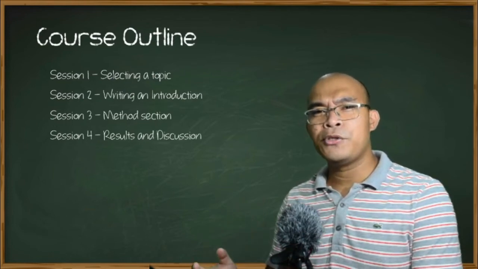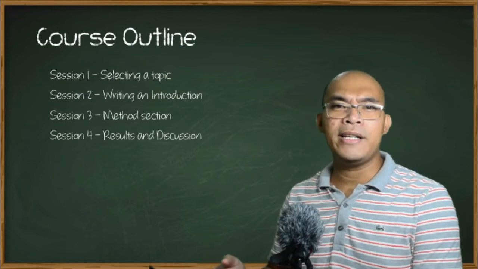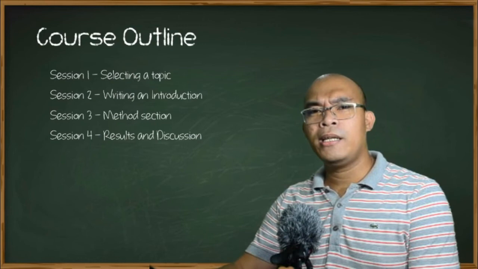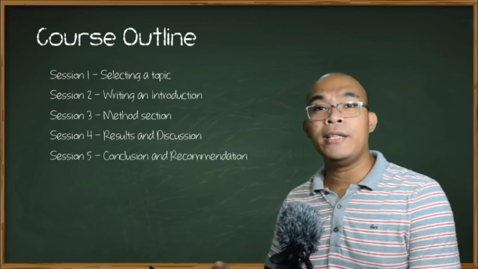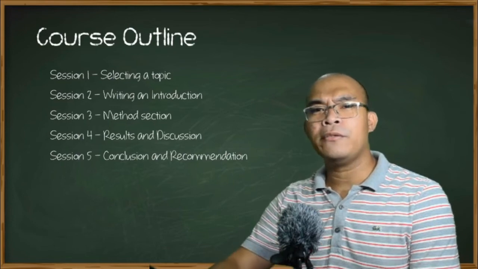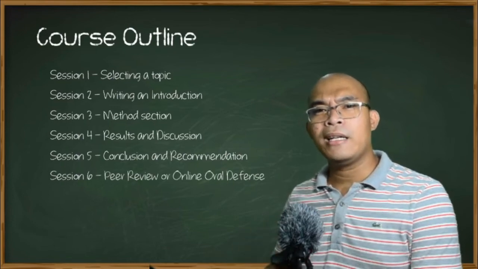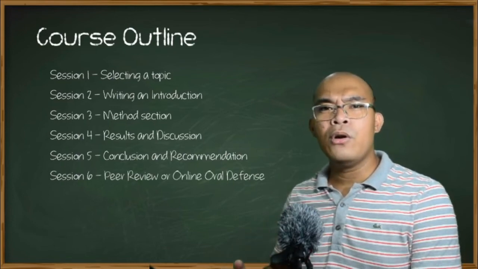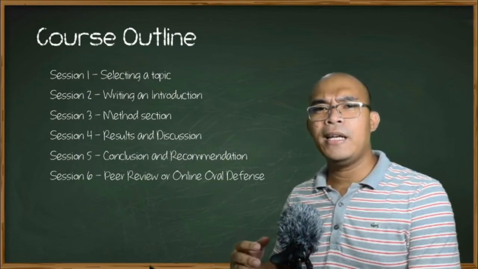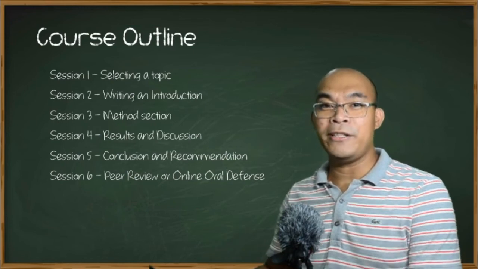The required assumptions such as normality and homogeneity of variances will be examined. Then we can write the conclusion and recommendation in the fifth session. And in the last part of this workshop, we will conduct a peer review or an online oral defense to assess if we really achieve this course's objectives.